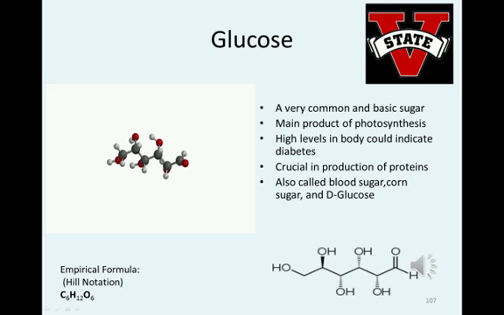Glucose. Glucose is a very common and basic sugar. It is the main product of photosynthesis. High levels of glucose in the body could indicate diabetes. It is also called blood sugar and corn sugar.